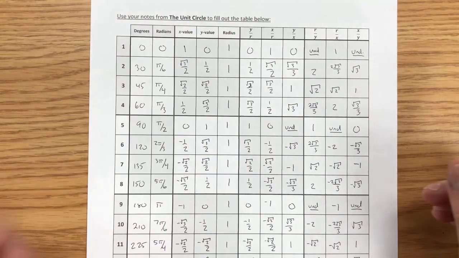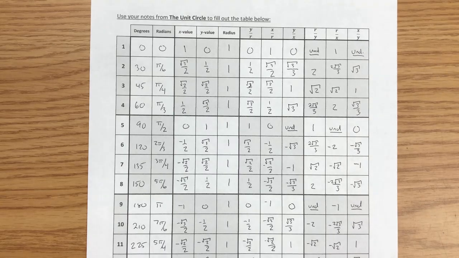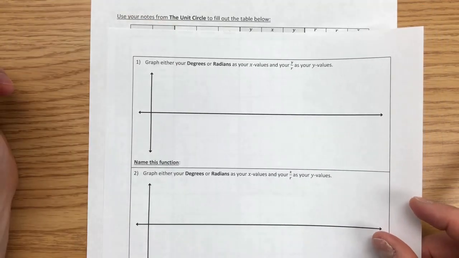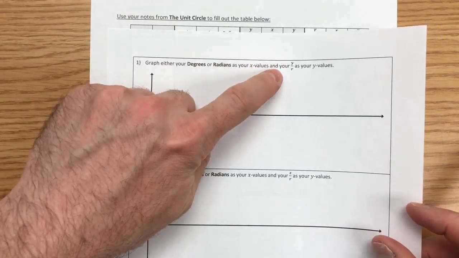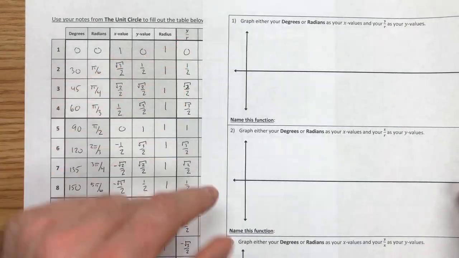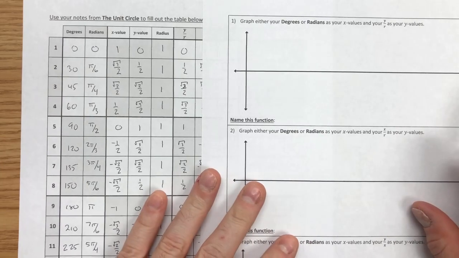How about we look at the relationship of two other variables? And this is gonna lead us to our first question. So our first question says we're gonna graph either our degrees or our radians as your x values and your y divided by r as your y values. So here's my y divided by r. I'm gonna use either degrees or radians. So let's go ahead and let's get that set up.